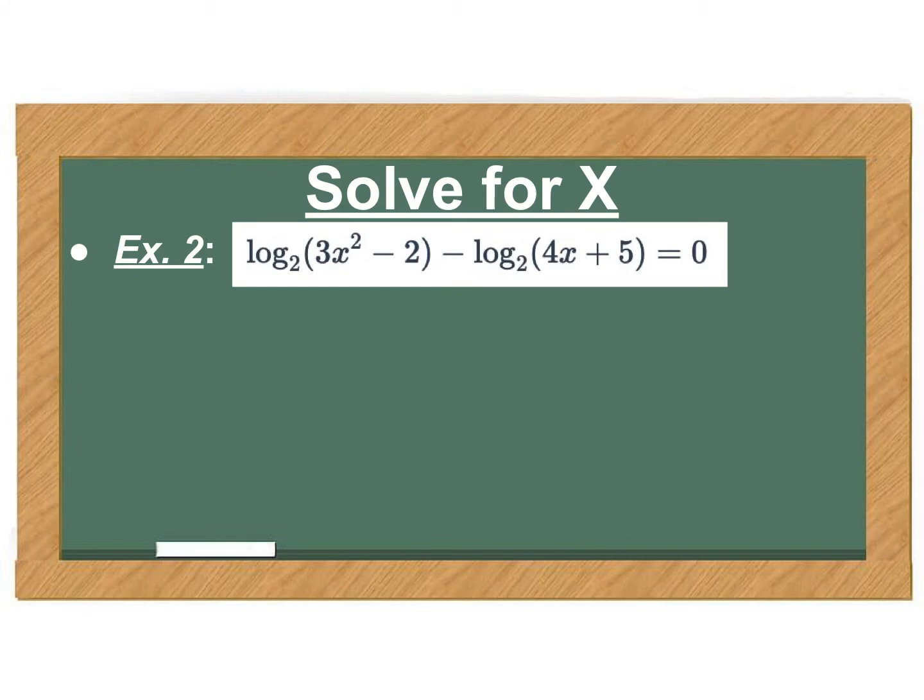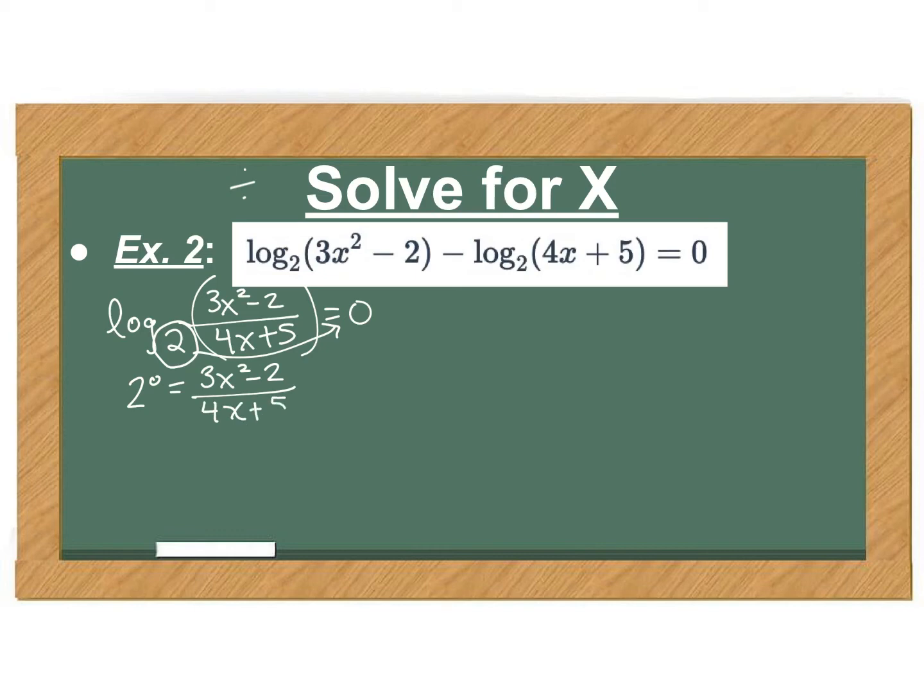Let's try this one. We're going to go through the same thing. I have both log base 2, so I'm going to condense. I have subtraction in the middle, so this one's going to go to division, so I'm going to rewrite it as a fraction. So I have log base 2 of 3x squared minus 2 all over 4x plus 5, and this equals 0. This is in log form, so I'm going to go to exponent form. So I'm going to start with my base, and I'm going to go to my answer. So this becomes 2 to the 0 equals this fraction.